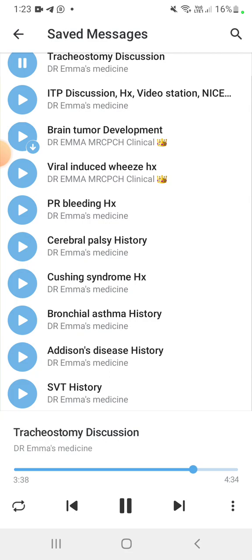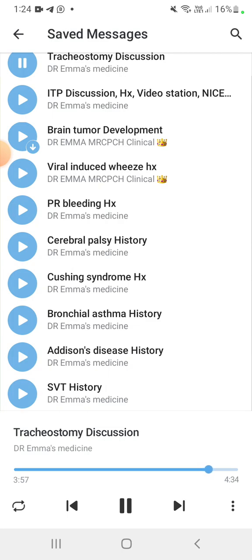Another question: what advice will I give the parents of a tracheostomy child? Number 1, observe for displacement. Number 2, observe during feeding. Number 3, suction before feeding. Number 4, regular follow-up. So I am giving four pieces of advice: observe for dislodgement, observe during feeding, suction before feeding, and regular follow-up.